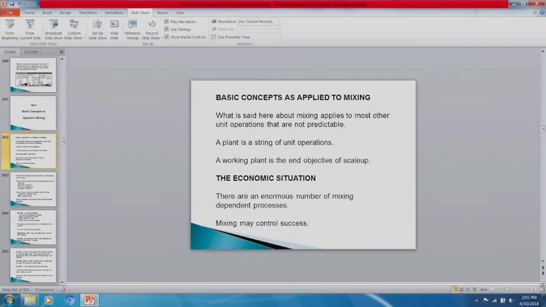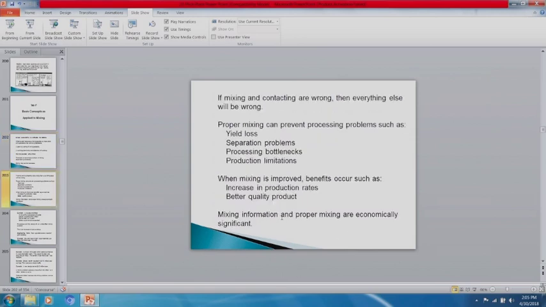What I'm about to say about mixing applies to most operations that are not predictable. A plant is a string of unit operations, a line of operations. A working plant is the end objective. There is an enormous number of mixing-dependent processes out there, and mixing may control the success.